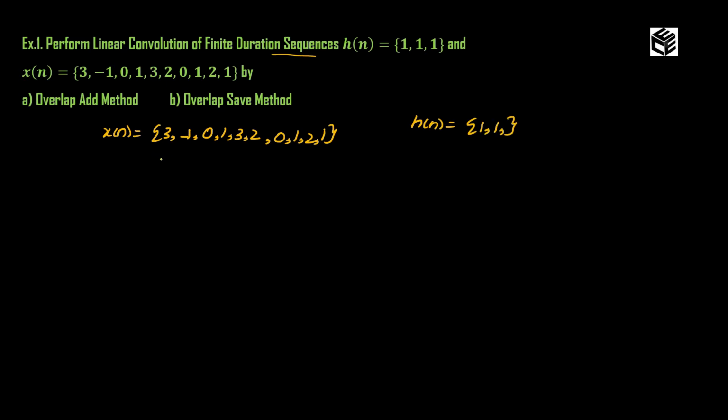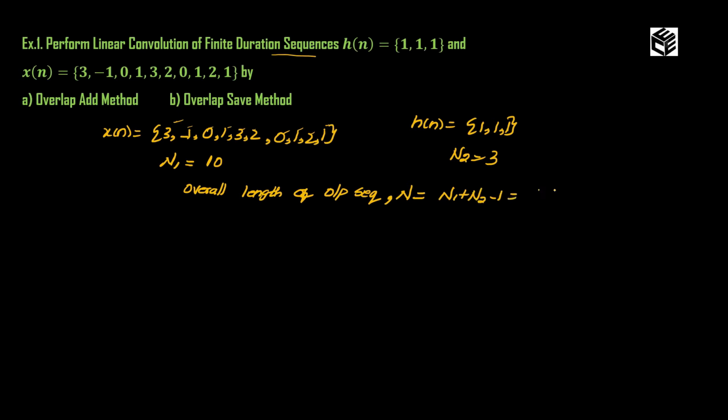Now let us find the length of the larger sequence and the length of the smaller sequence. We represent the length of the larger sequence as n1. What is the total number of elements? 1, 2, 3, 4, 5, 6, 7, 8, 9, 10. So the n1 value is 10. And what is the length of the smaller sequence? 1, 2, 3. So we have 3 elements. What is the overall length of the output sequence? That is capital N is equal to n1 plus n2 minus 1, which means 10 plus 3 minus 1, that is equal to 12. So the overall length of the output sequence is N equal to 12.